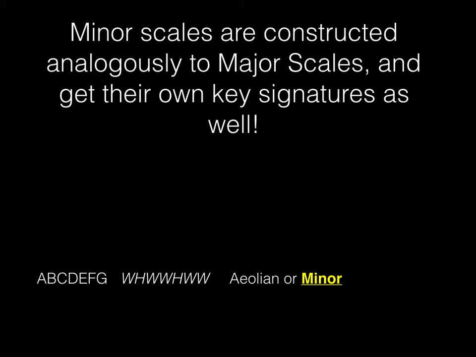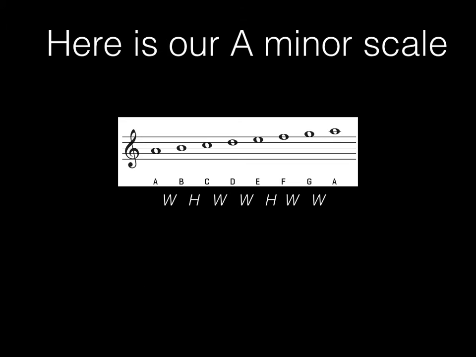Minor scales are constructed analogously to major scales, and they get their own key signatures as well. So let's start with the A minor scale: A, B, C, D, E, F, G, the white notes starting on A. And here's our A minor scale.